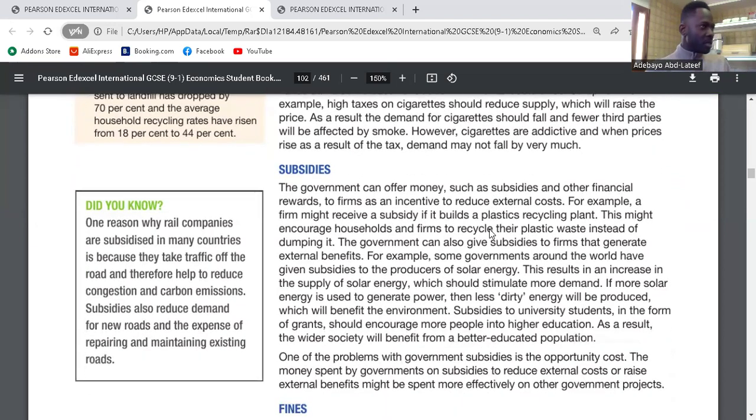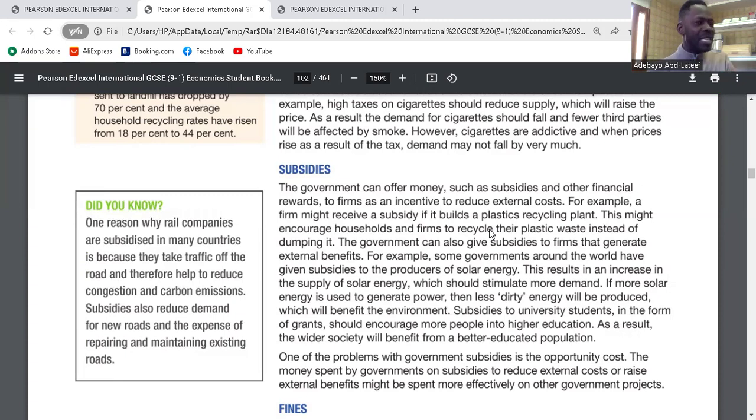Subsidies are financial help from government. Government would not want to help increase negative externality. If government is bringing up subsidy, it's because government wants to encourage the consumption of merit goods, not demerit goods. So let's see. With subsidies, the government can offer money and other financial rewards to firms as an incentive to reduce external costs. For example, a firm might receive a subsidy if it builds a plastic recycling plant. This might encourage households and firms to recycle their plastic waste instead of dumping it. Do you see that?